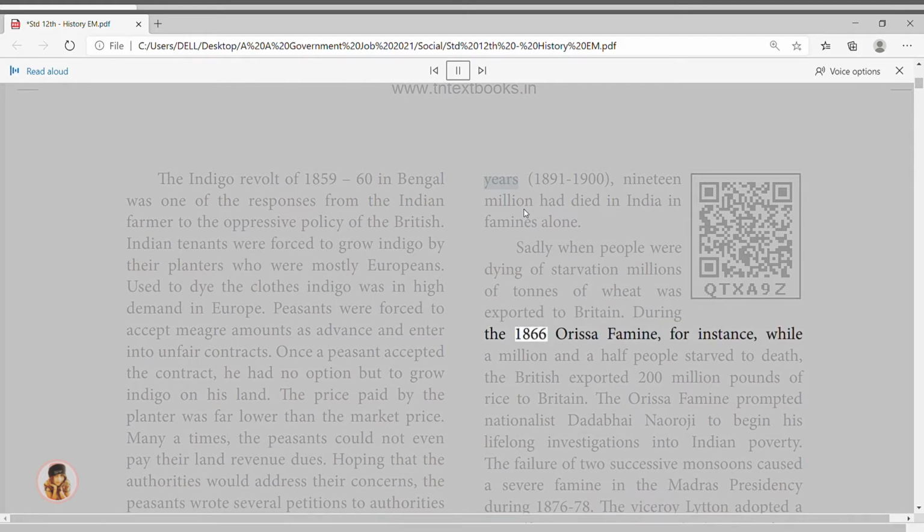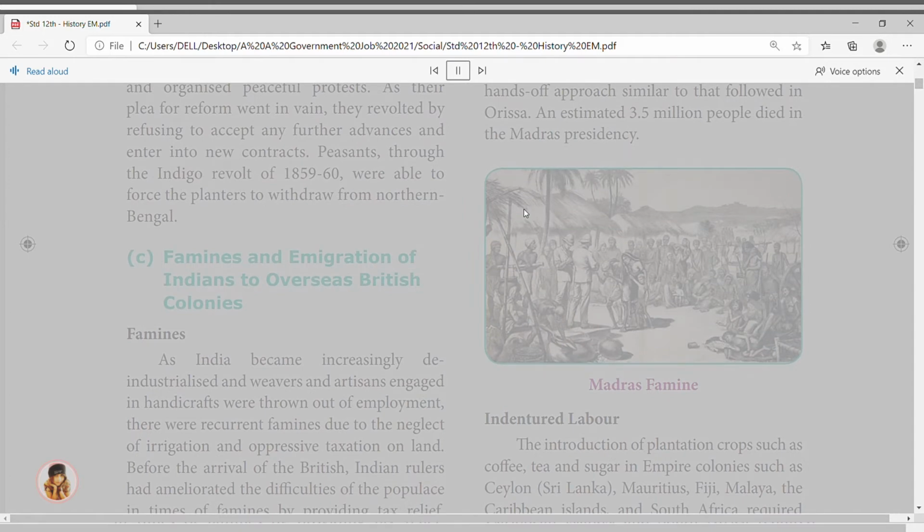During the 1866 Orissa famine, for instance, while 1.5 million people starved to death, the British exported 200 million pounds of rice to Britain. The Orissa famine prompted nationalist Dadabhai Naoroji to begin his lifelong investigations into Indian poverty. The failure of 2 successive monsoons caused a severe famine in the Madras Presidency during 1876–78. The Viceroy Lytton adopted a hands-off approach similar to that followed in Orissa. An estimated 3.5 million people died in the Madras Presidency. Madras famine.